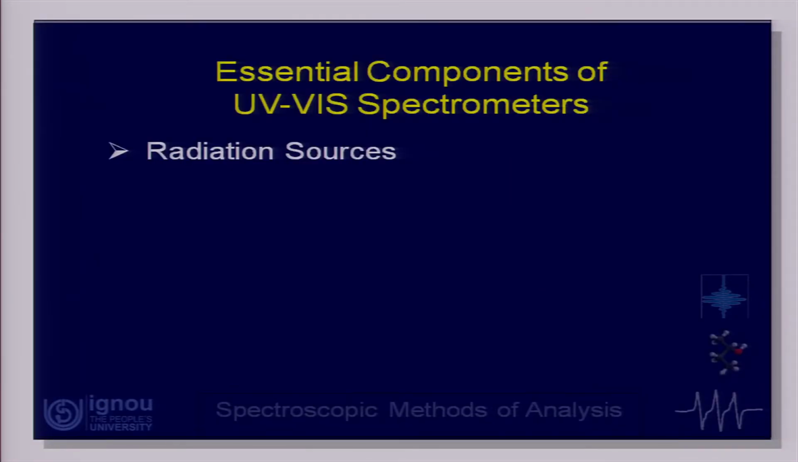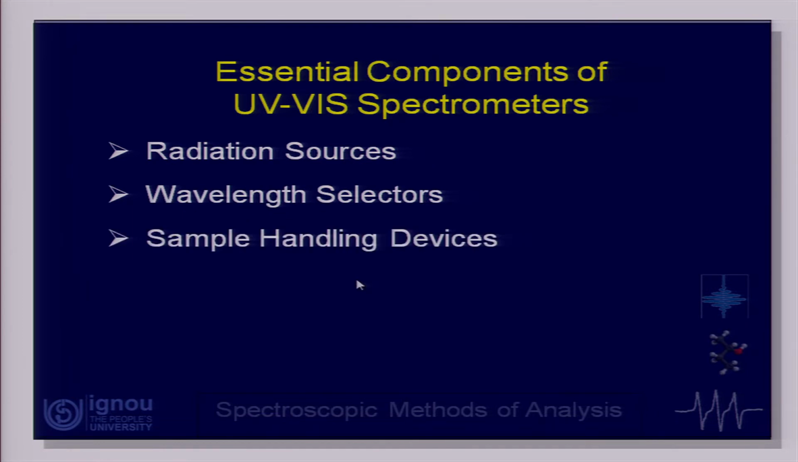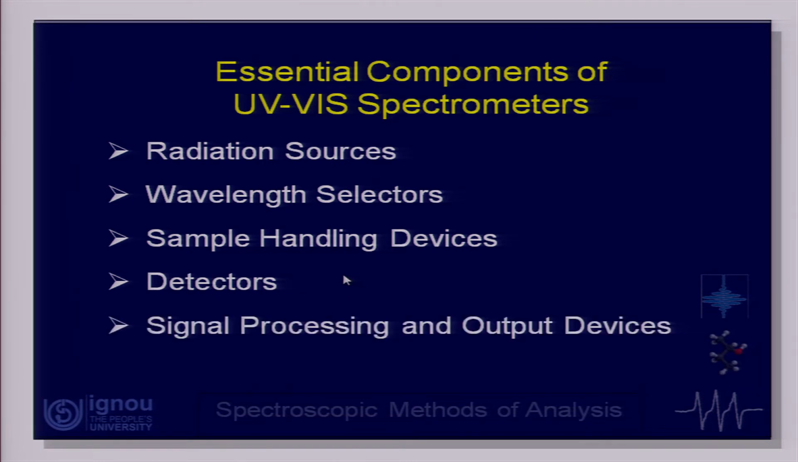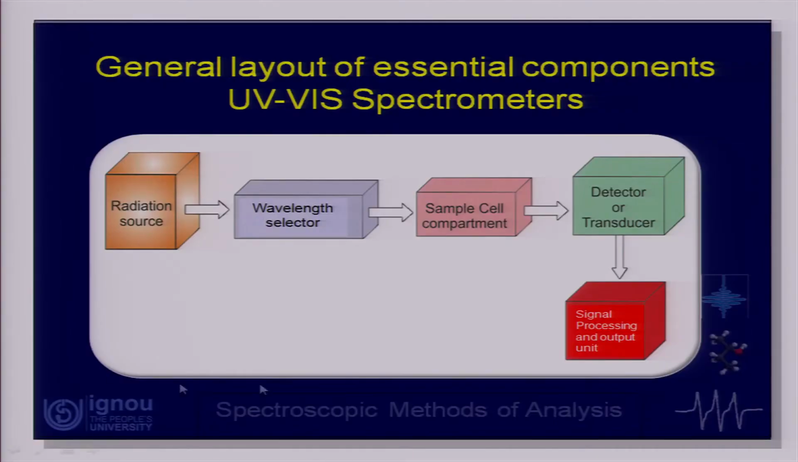Now we move further and talk about the kind of instrumentation used here. To understand that, we begin by listing the essential components of a UV visible spectrometer. They are the radiation sources, that means we have to have a source of radiation, then wavelength selectors, then sample handling devices, then detectors, and towards the end a component like signal processing and output devices. Essentially, there are 5 components which must be there to constitute a UV visible spectrometer, and these components are arranged in the following way.